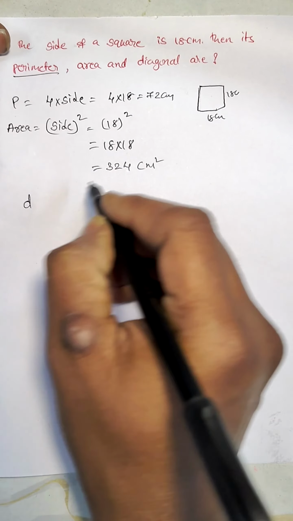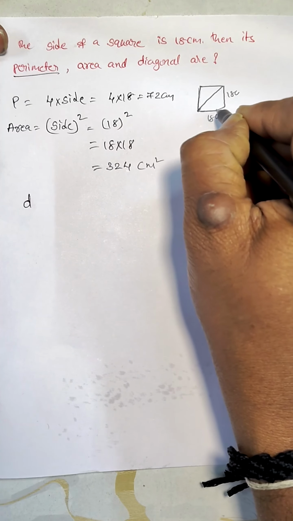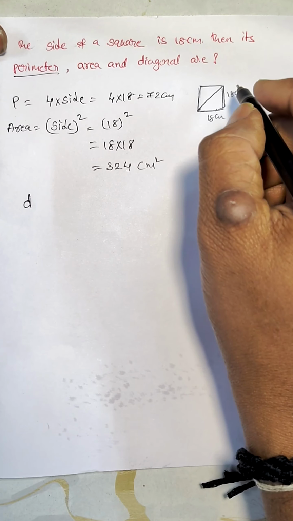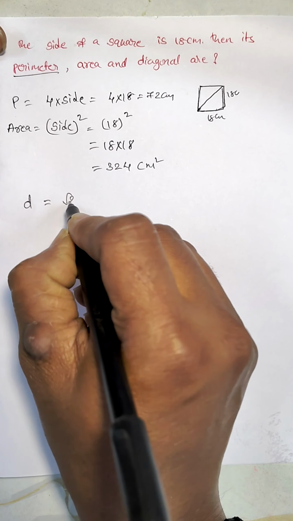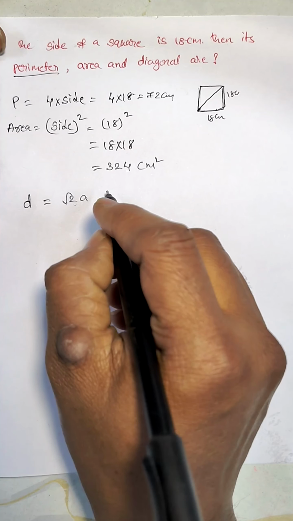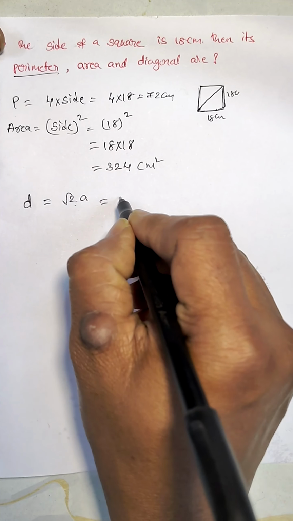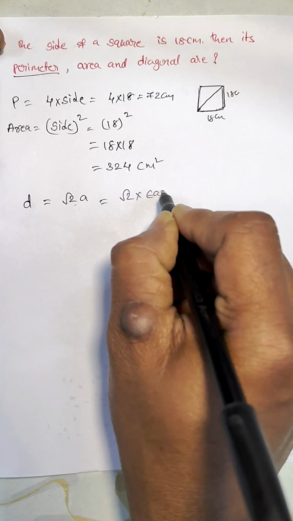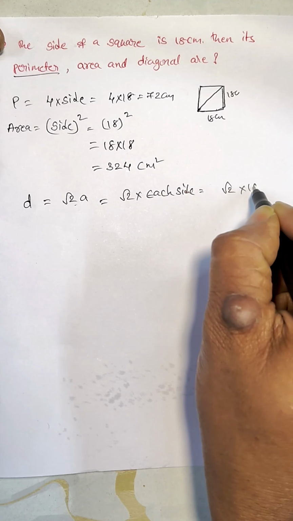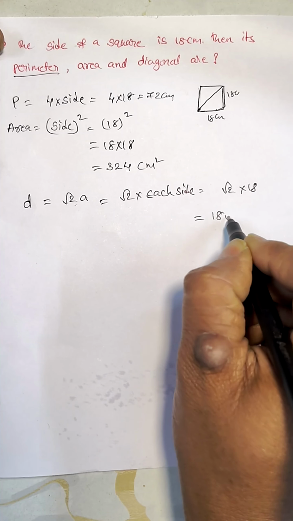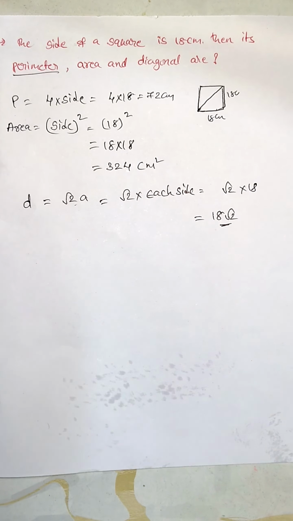And we are asked to find the diagonal. A diagonal is the line segment which joins opposite vertices of a quadrilateral. The diagonal of a square is root 2 a. If each side of a square is a units, then the diagonal becomes a root 2, that is root 2 into each side. So root 2 into each side, which is 18. So 18 root 2 is the diagonal of the required square.